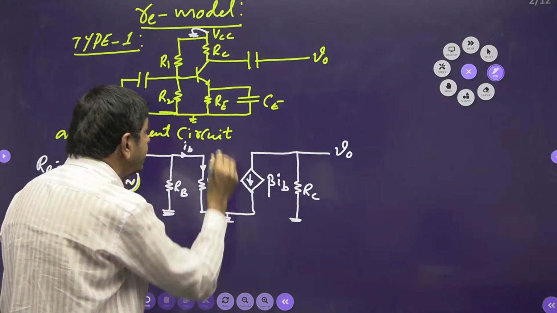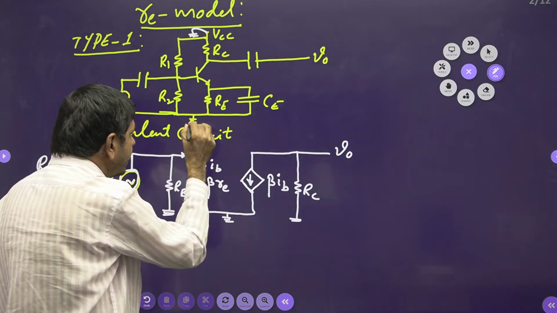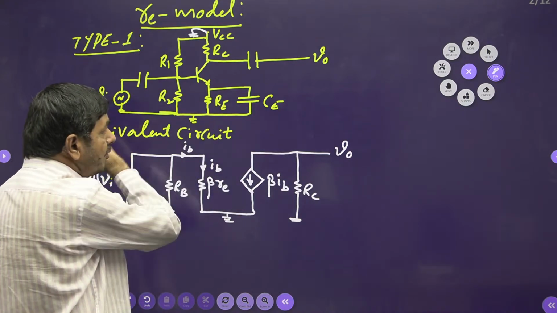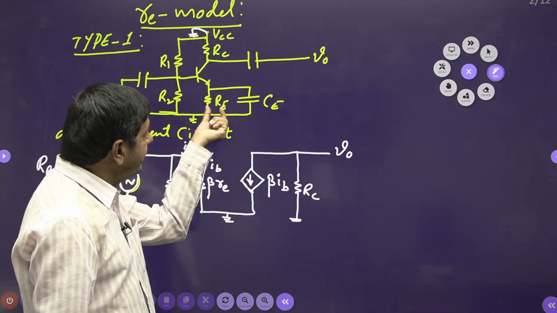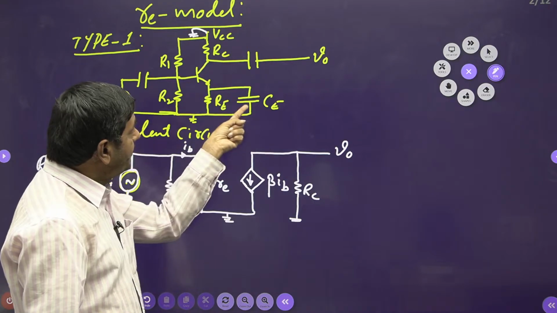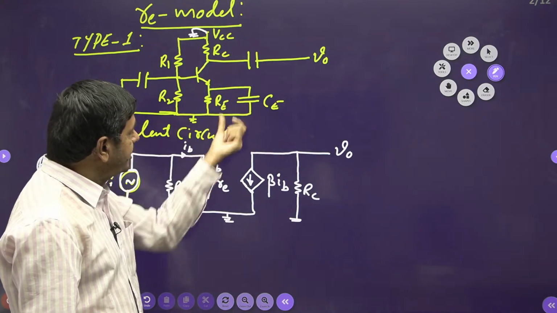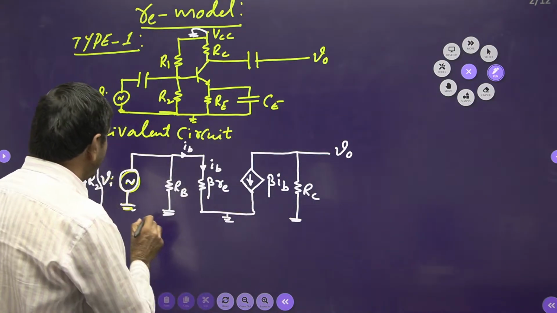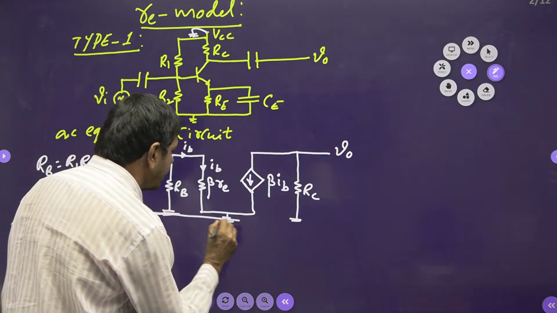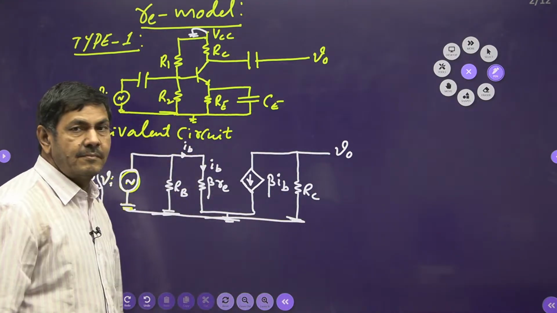Whenever the capacitor is shorted, I can connect that to ground. There is no importance of RE. Otherwise RE is connected in parallel with this short circuit. It becomes 0 only. I got this network finally. This is the AC equivalent of the circuit, no doubt.